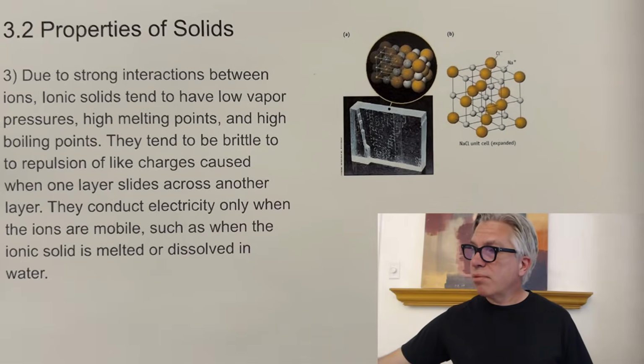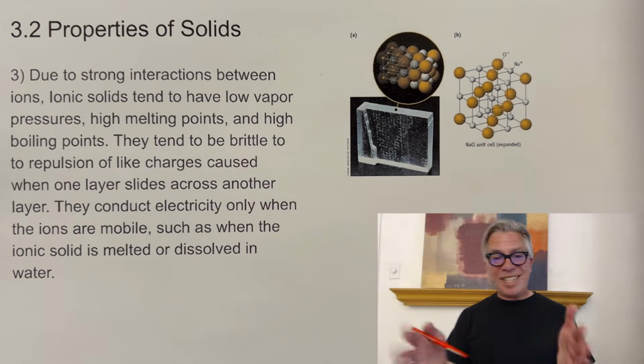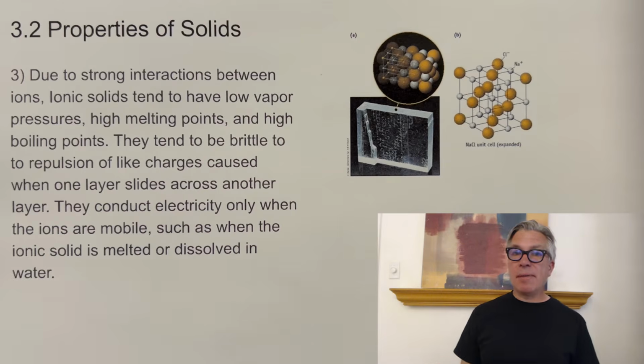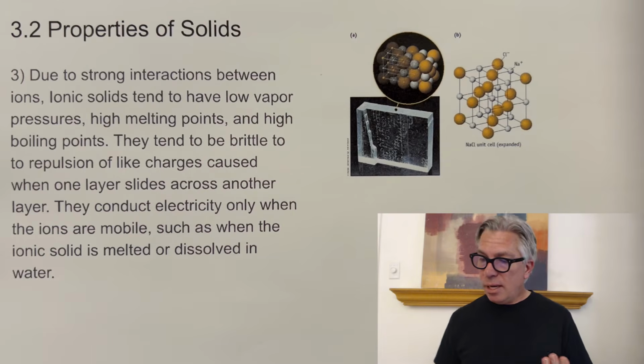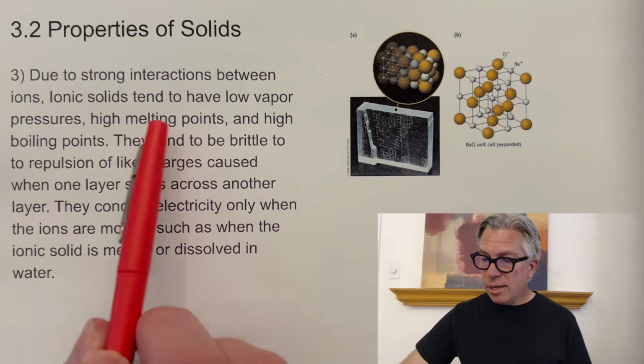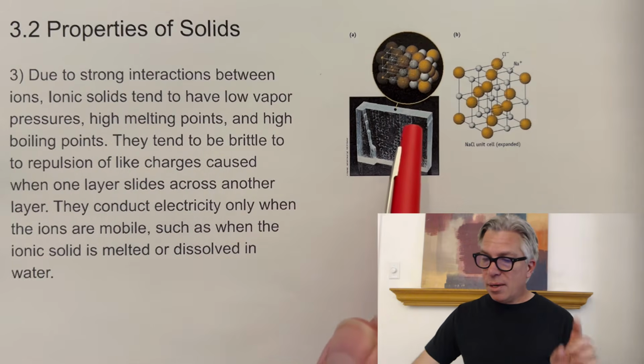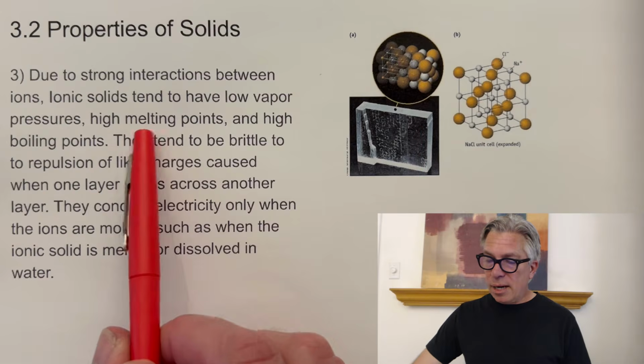All right, and speaking of ionic compounds, here's an example. We need to know the properties of ionic compounds as well. Once we've identified it, we may be asked questions about its properties. Will it have a high melting point or a low melting point? Due to strong interactions between ions, ionic solids tend to have low vapor pressures. They're not vaporizing much, and they have high melting points and high boiling points.